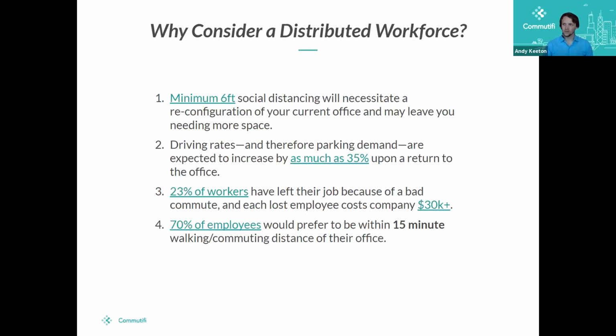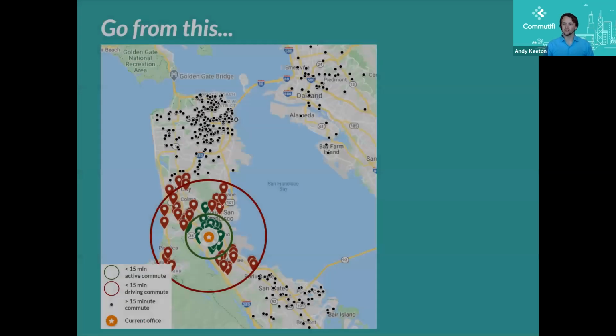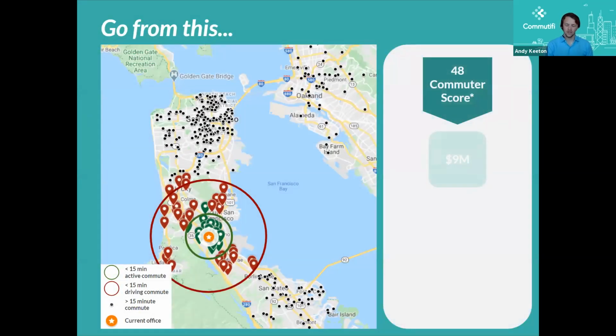So with all that being said, what could a distributed office do for you? Here's an example of looking at a headquarters in the San Francisco Bay Area and using metrics that we have gathered from them to have a commuter score of 48 out of 100.